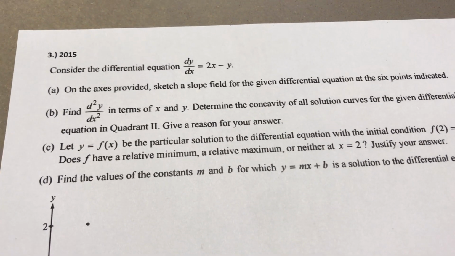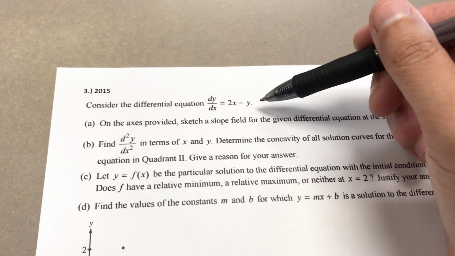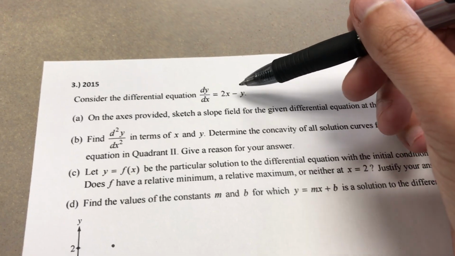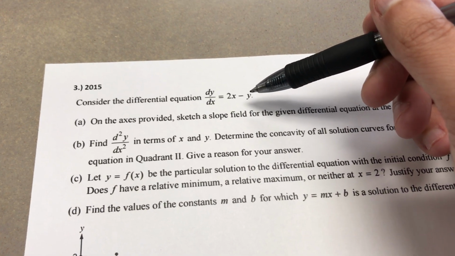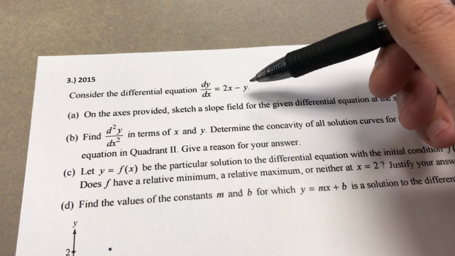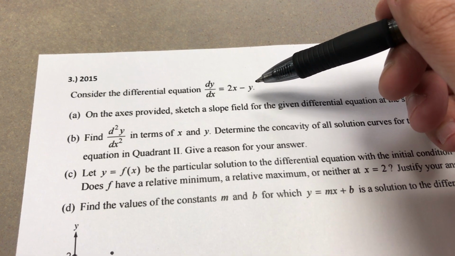So if you're looking at this and wondering what the controversy is, here's the issue. Notice this is 2x minus y. It's not 2x times y, it's not 2x divided by y. If you remember, when you separate variables to solve a differential equation, you multiply or divide both sides of the equation to move things, okay?